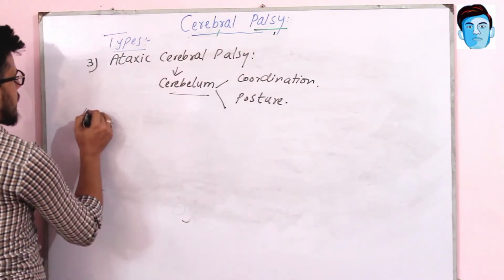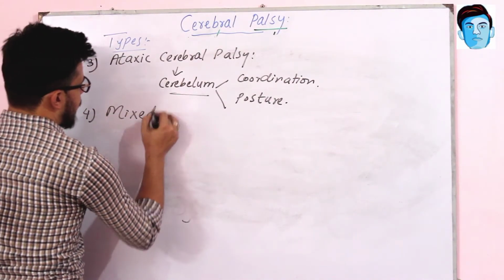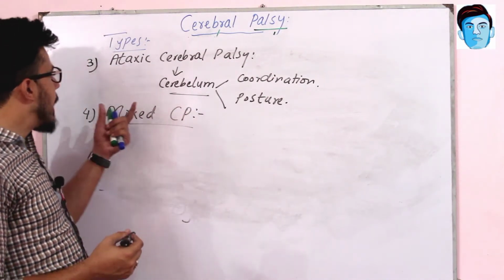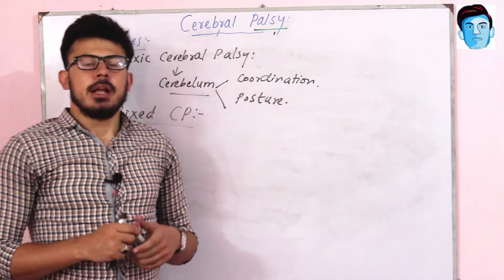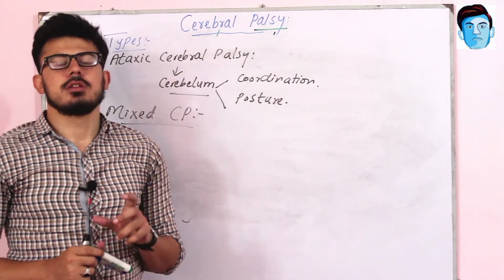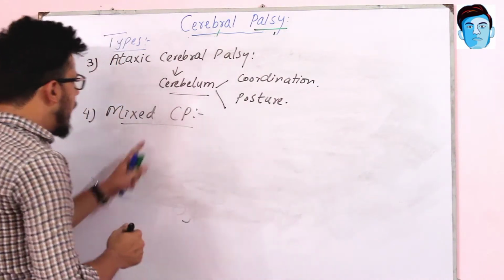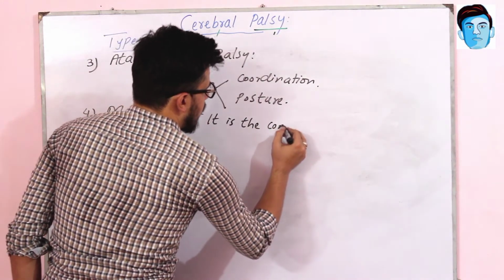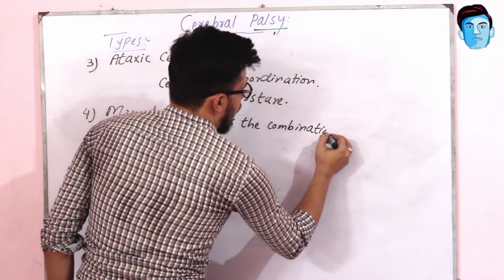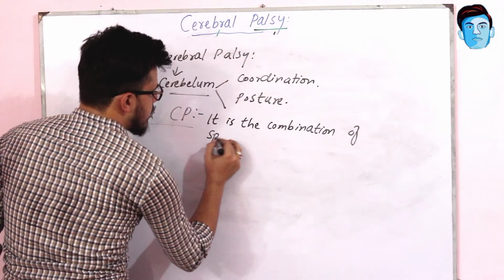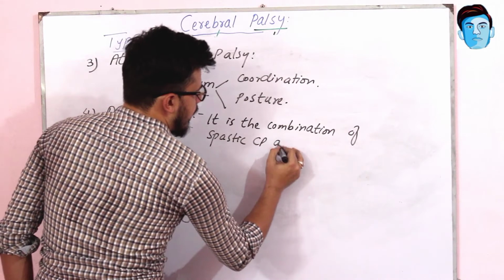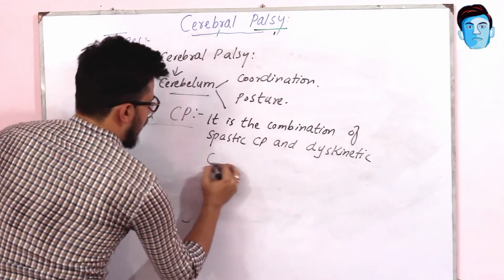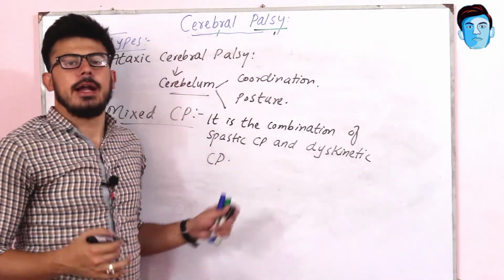And the last type of cerebral palsy is called mixed type of cerebral palsy. Always remember, mixed type of cerebral palsy is the combination of spastic cerebral palsy and dyskinetic cerebral palsy, but it does not involve ataxic cerebral palsy.